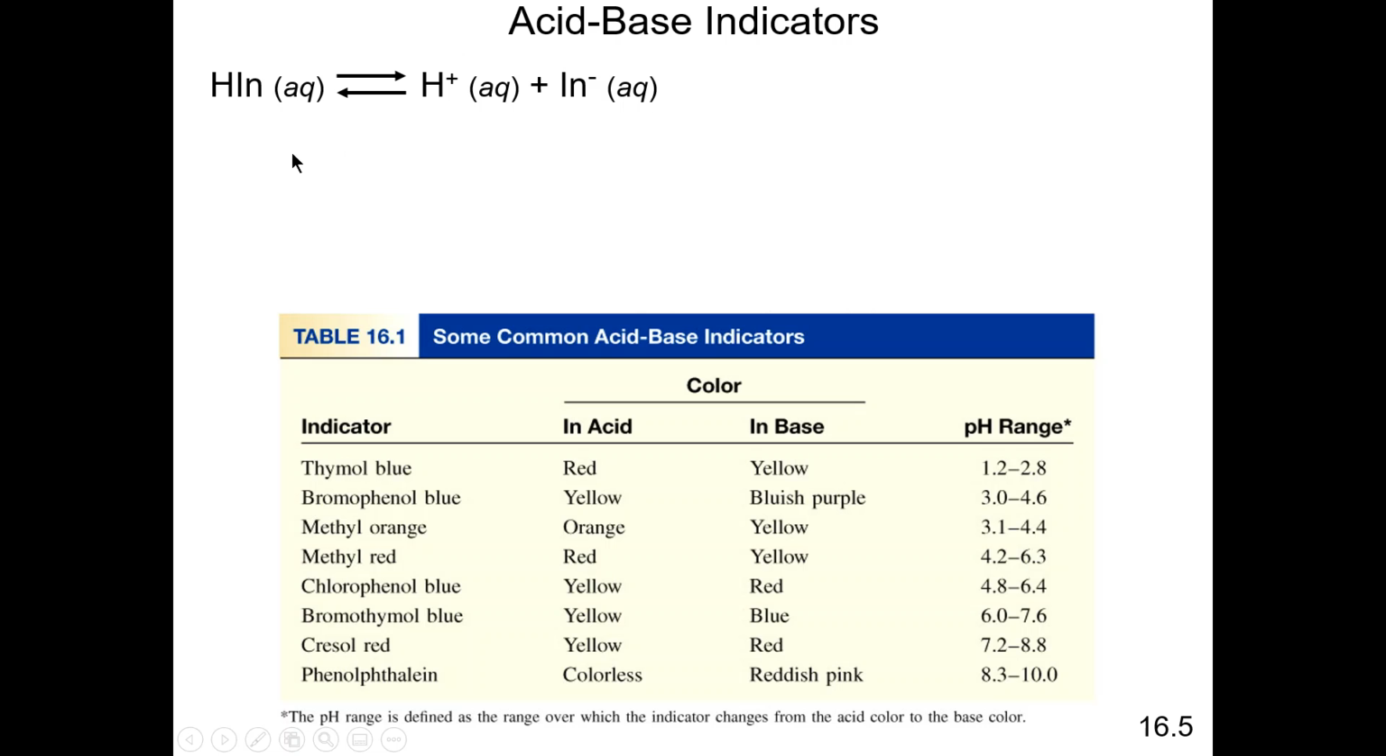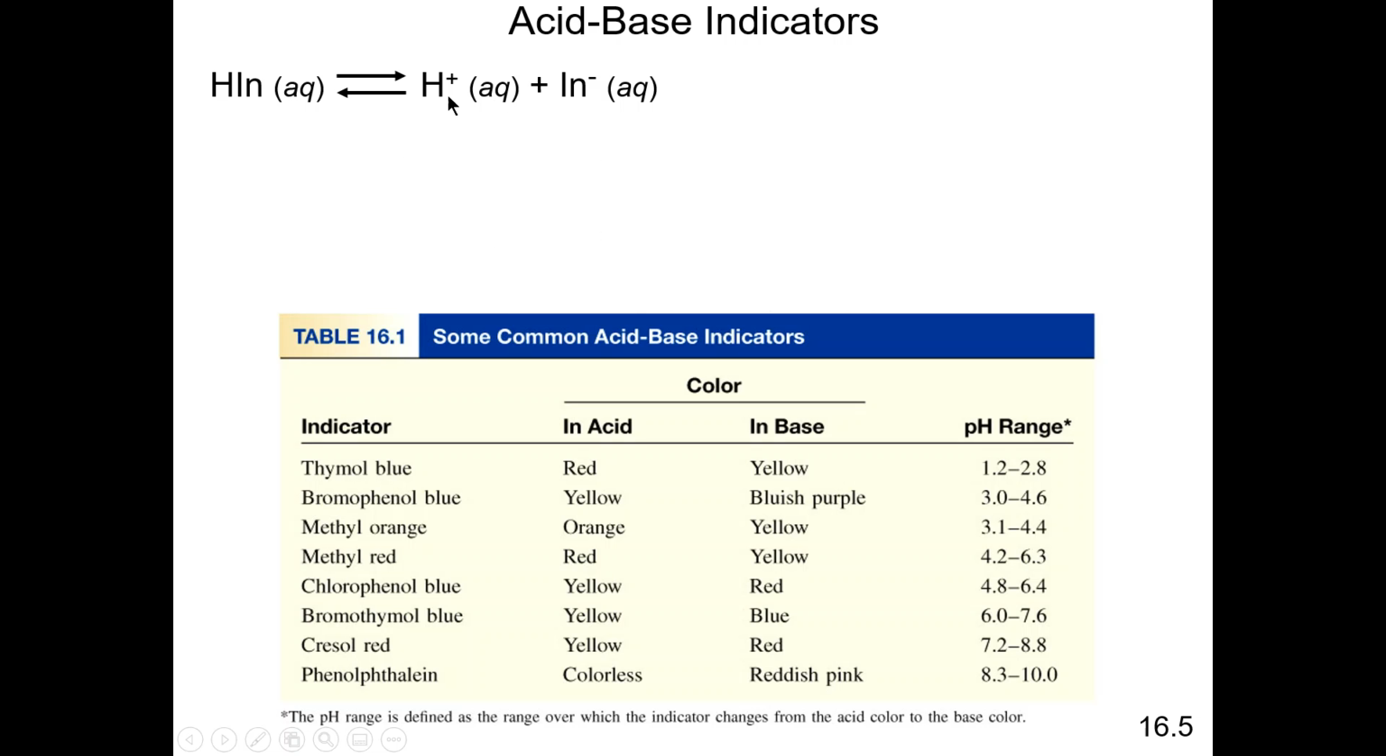So we can use this to represent what happens hypothetically when an indicator is added to water. It's a weak acid, and it basically dissociates to form H plus and the corresponding conjugate base, right? And typically what happens is that the color of the undissociated molecule will be different from the color of the conjugate base that is formed from it. And this is where you get into a situation of color changes when the pH changes, right?